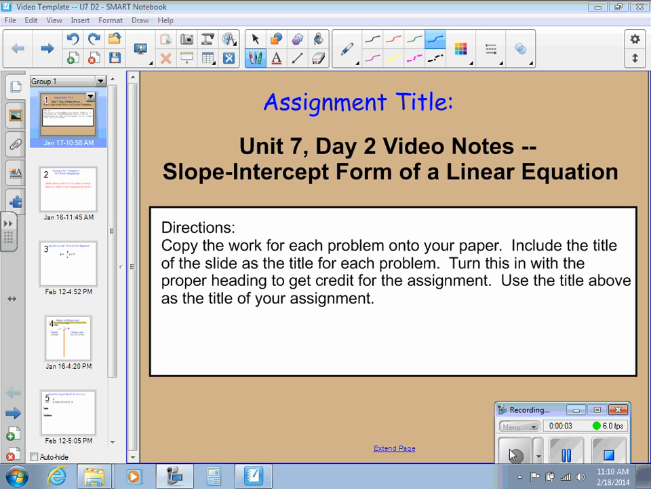Unit 7, Day 2 video notes. Slope-intercept form of a linear equation.